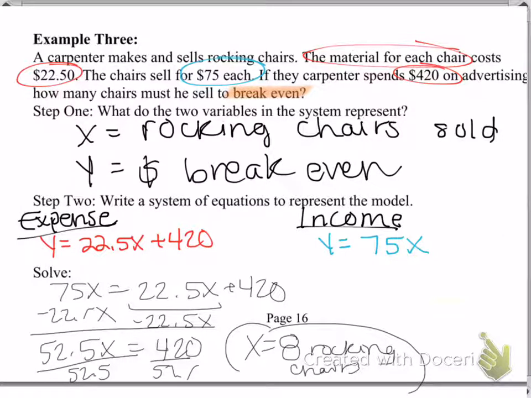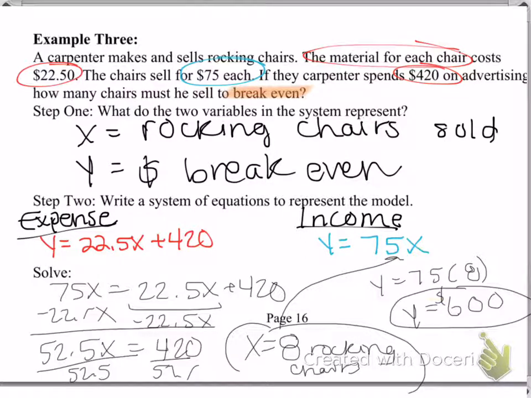But how much would that cost? How much money does he have to put in before he can have a profit? So let's plug that value in for here. So y equals 75 times 8. So y equals $600 that he needs to spend to be able to break even. But if you keep in mind, after he sells 8 rocking chairs, anything after that will help him to get a profit, which is nice.